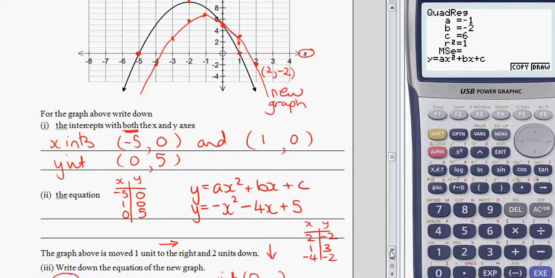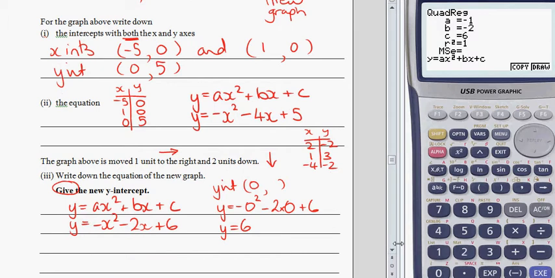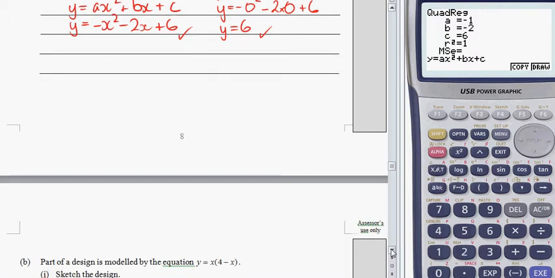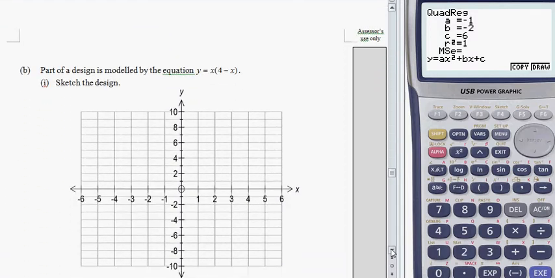Alright, so we've answered all the pieces of that question. We've got a rule and we've got a y-intercept. There are other ways to answer these of course as well. Next question, here's another parabola.